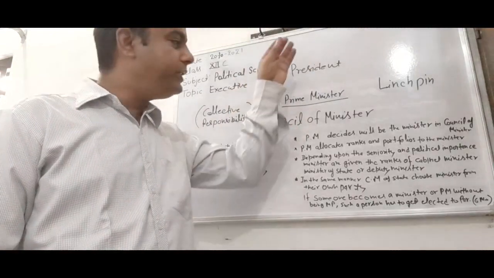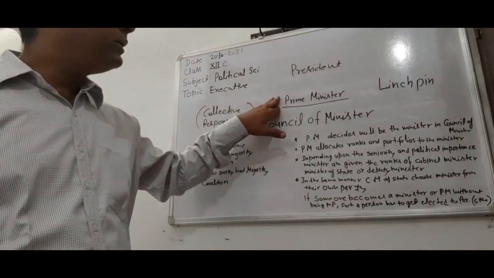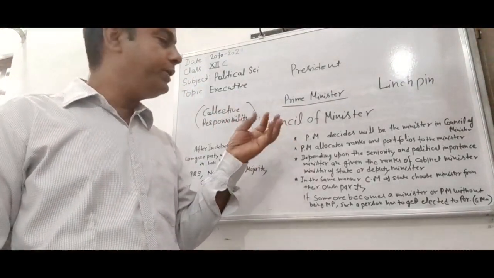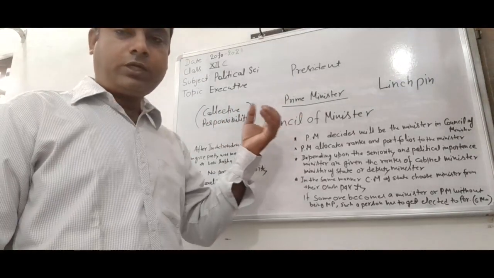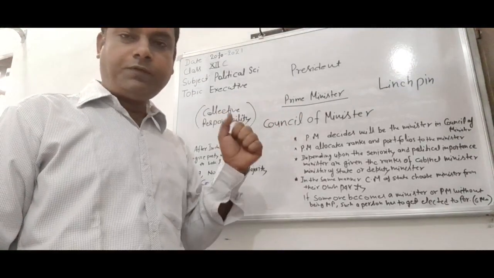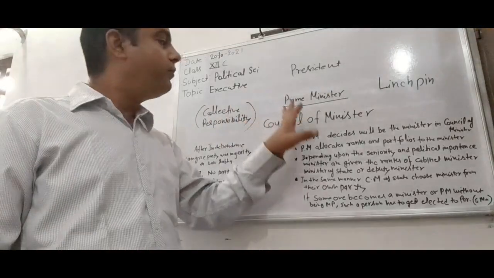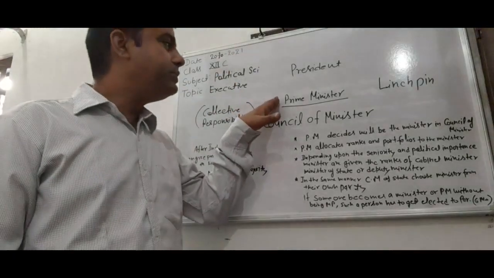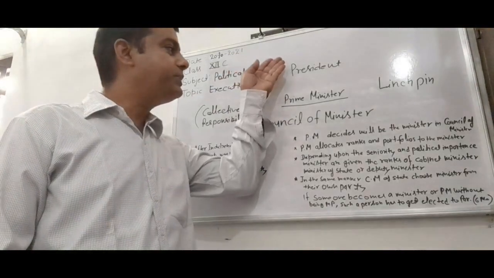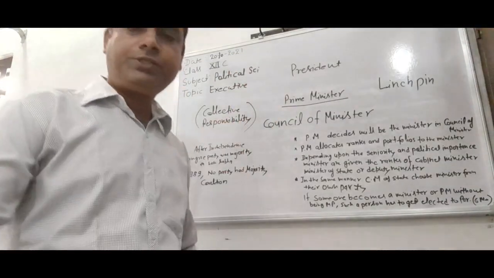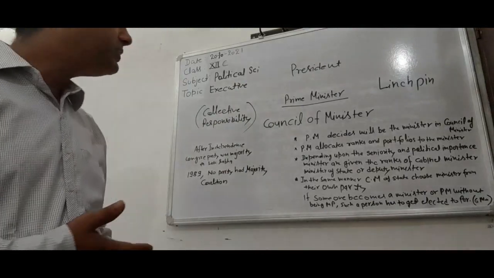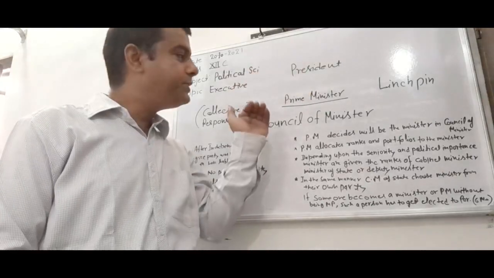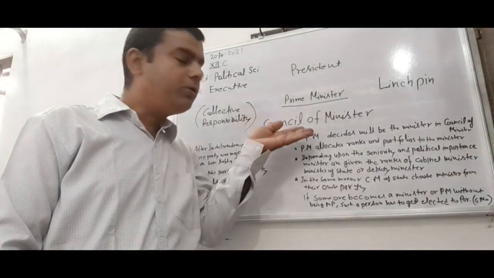The Prime Minister informs all the decisions regarding the Council of Ministers, and all the administrative functions of the Council of Ministers will be informed by the Prime Minister to the President, class. The Prime Minister is linked on one side to the President and on the other side to the Council of Ministers.